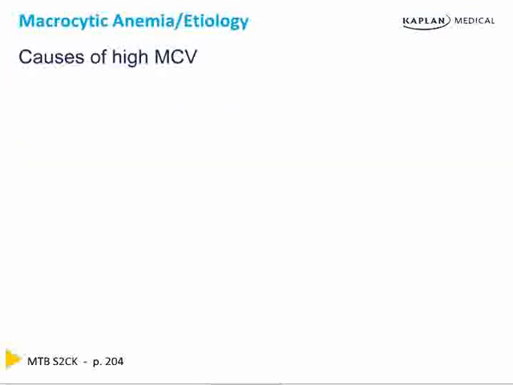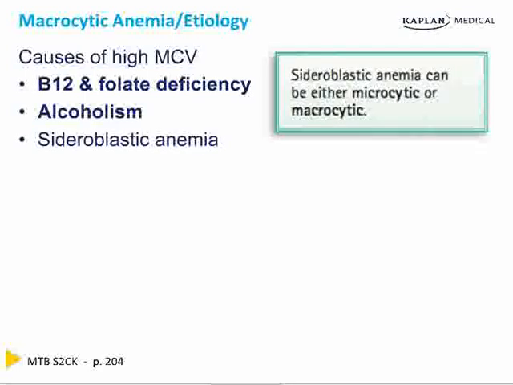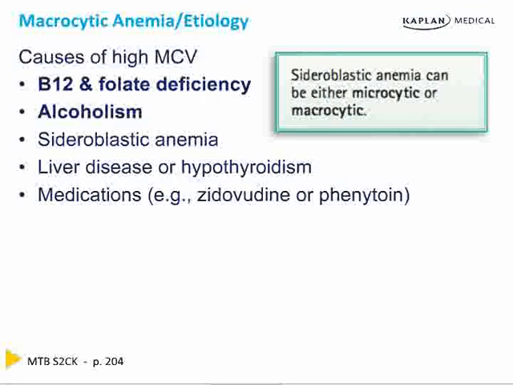High MCV anemias, large cells, macrocytosis: B12 and folate are both macrocytic and megaloblastic. Alcohol raises the cell size. Sideroblastic anemia can also raise the cell size. Liver disease or hypothyroidism can also raise cell size. Remember, sideroblastic anemia, with the extra iron built up in the mitochondria, can be a micro or macrocytic anemia.